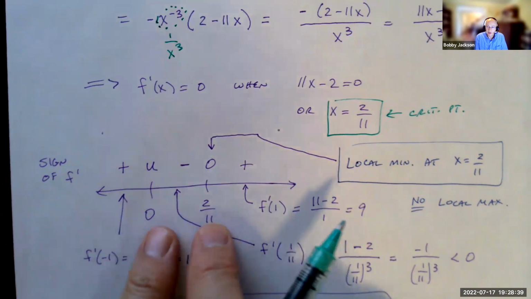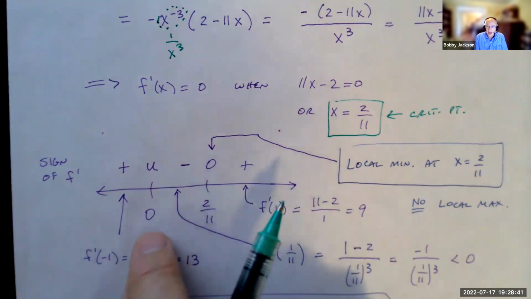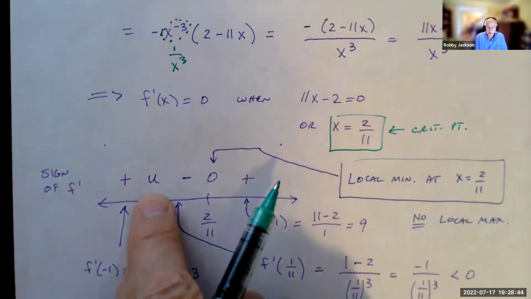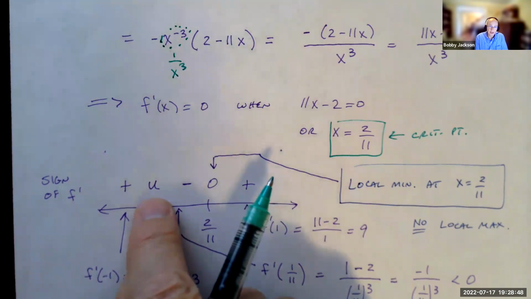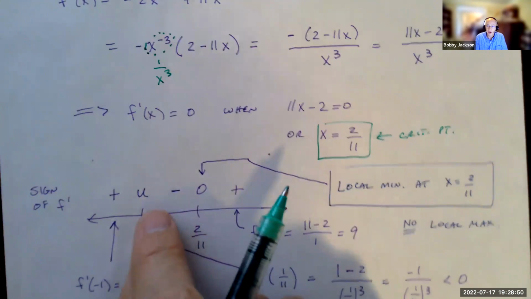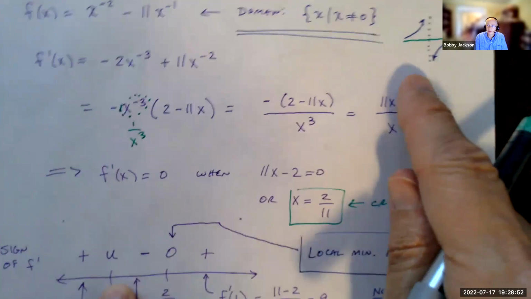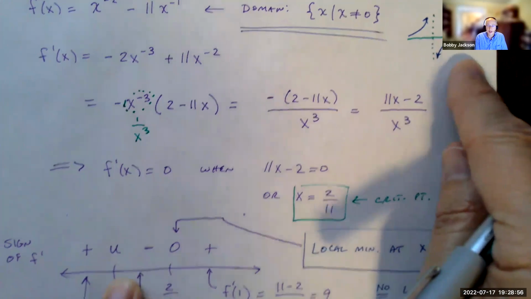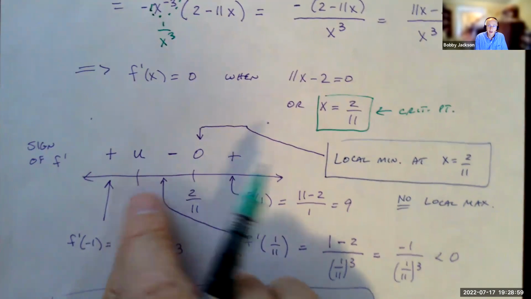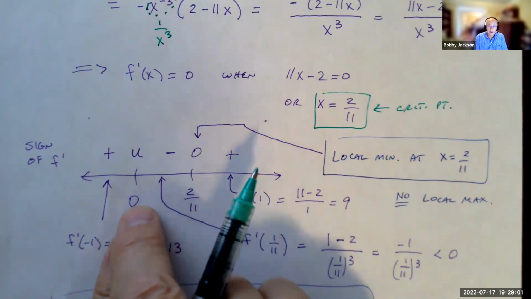Notice I've got my 2/11 here where the derivative is 0. I'm also going to include 0, and I put a u there for undefined. You could put maybe VA for vertical asymptote if you want to, because that's really what's going on. But the function is not defined there. We have some kind of vertical asymptote, and we could potentially have a change in sign there. So we need to check on either side of those vertical asymptotes.